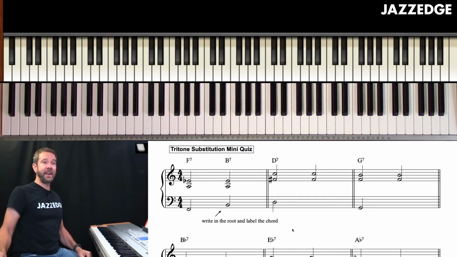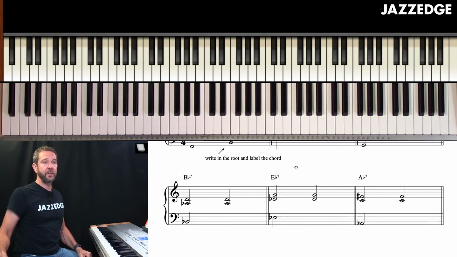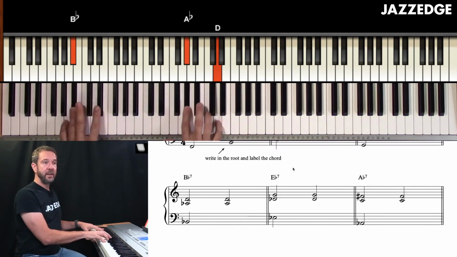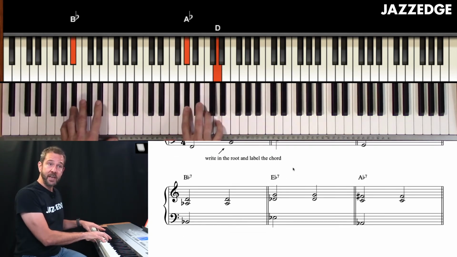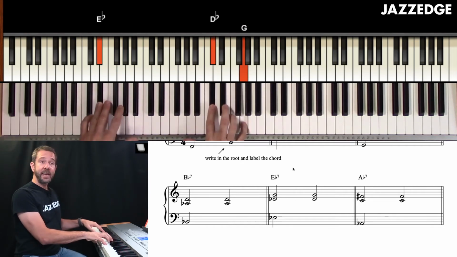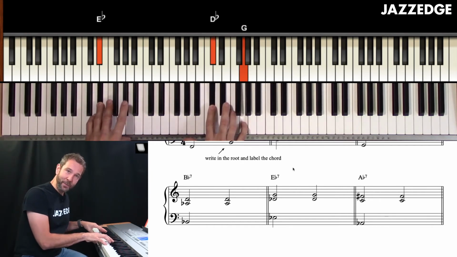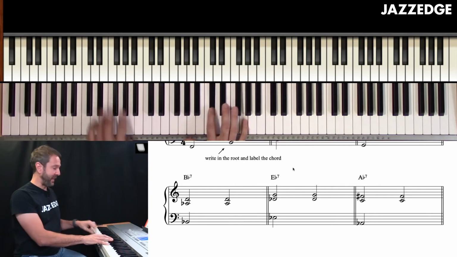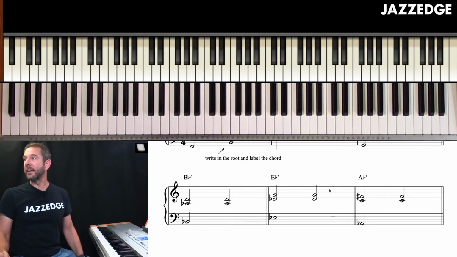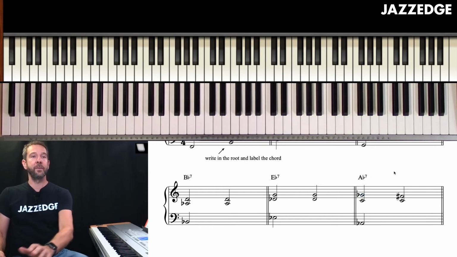Okay, and then moving on, what about B flat 7? What's a tritone away from B flat 7? And then E flat 7. What's a tritone away from E flat 7? And then finally, A flat 7. I'm just going to fix this enharmonic here. A flat 7. What's a tritone away from A flat 7?